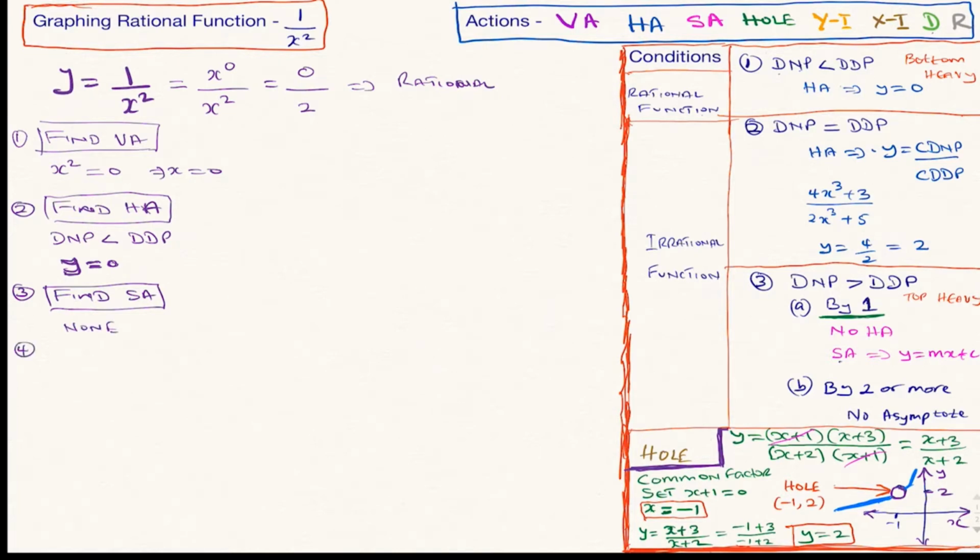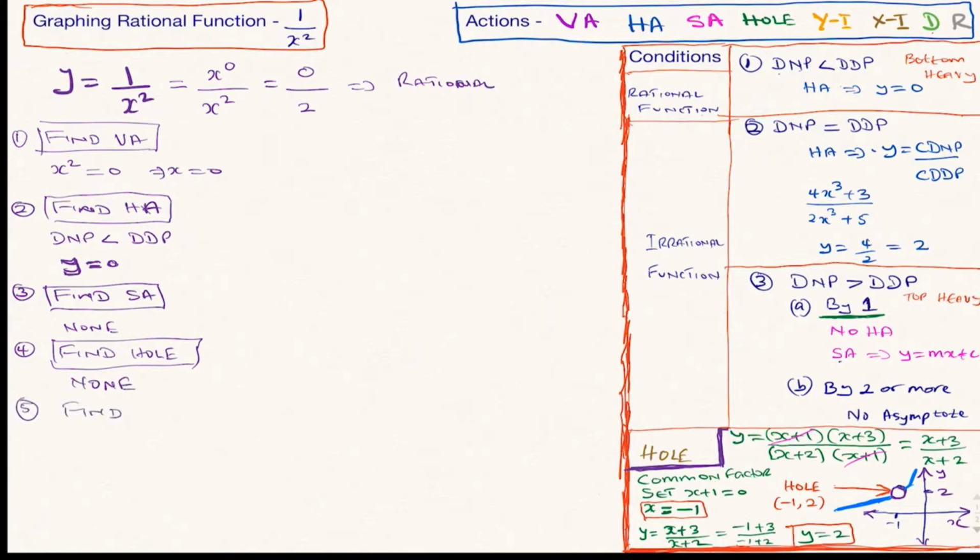Number 4, we need to find a hole. Is there a hole in this function? On the right hand side, you can see that for there to be a hole in this function, it has to have a common factor in both the denominator and numerator. There is no common factor in both, and therefore there is no hole in this function, so none.